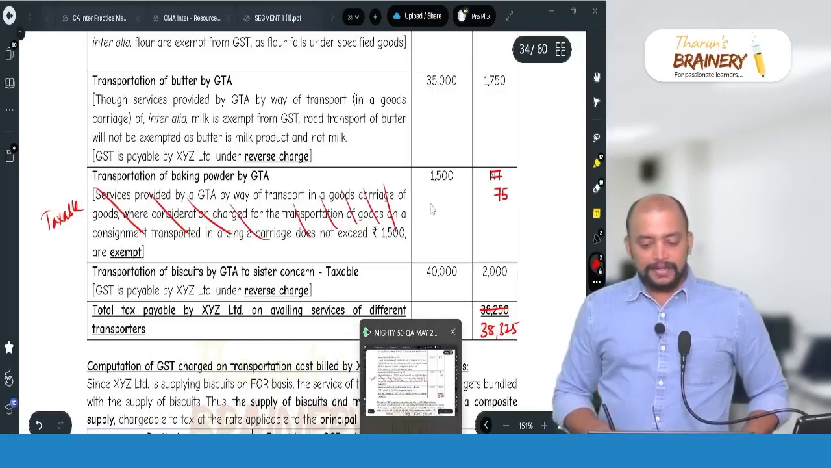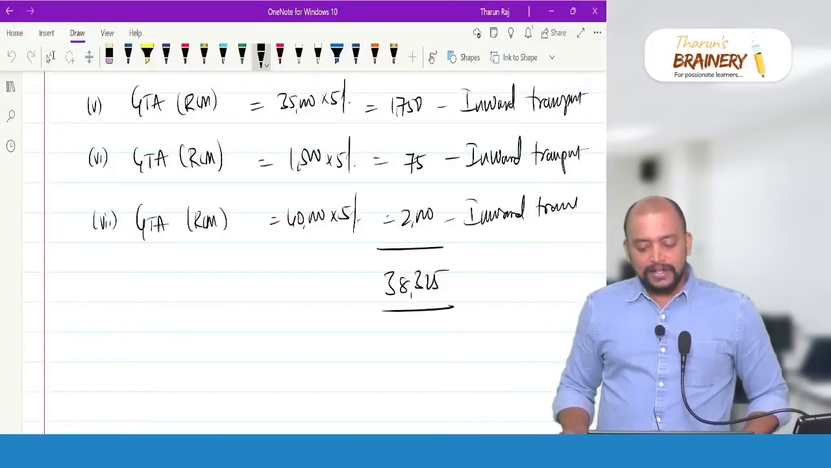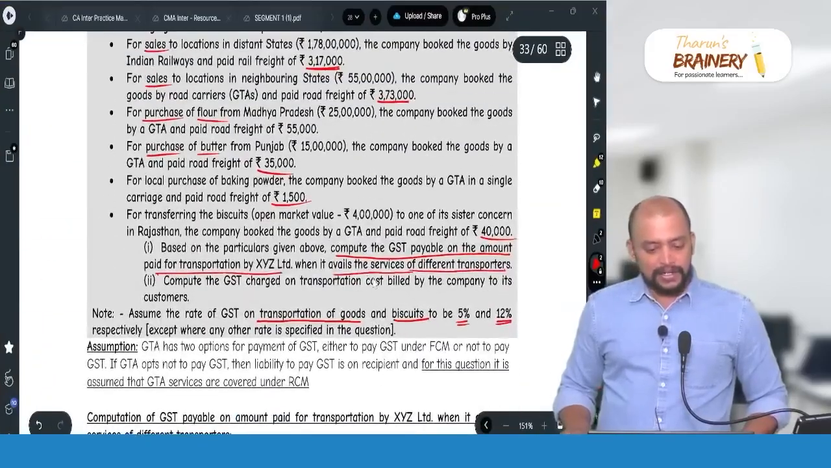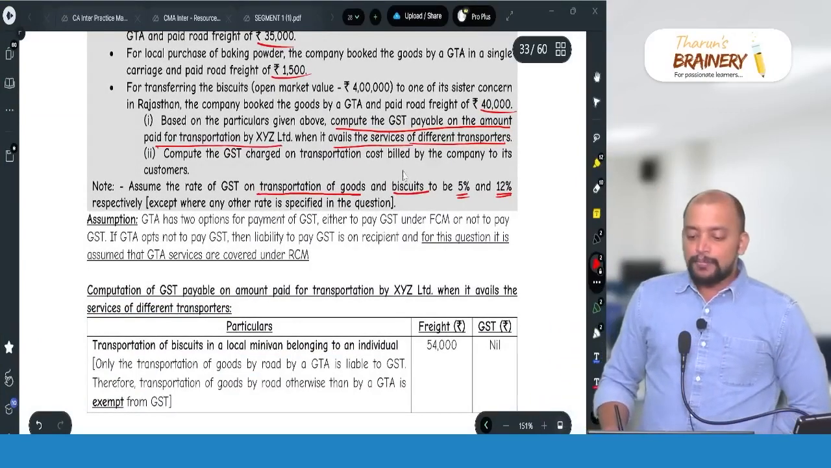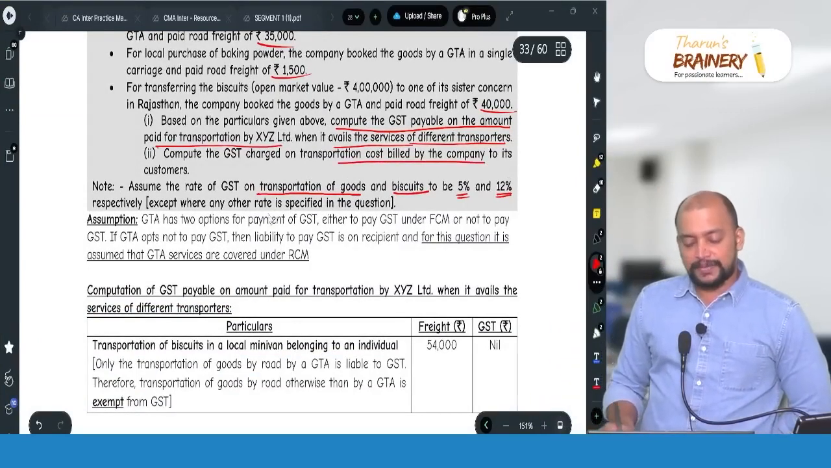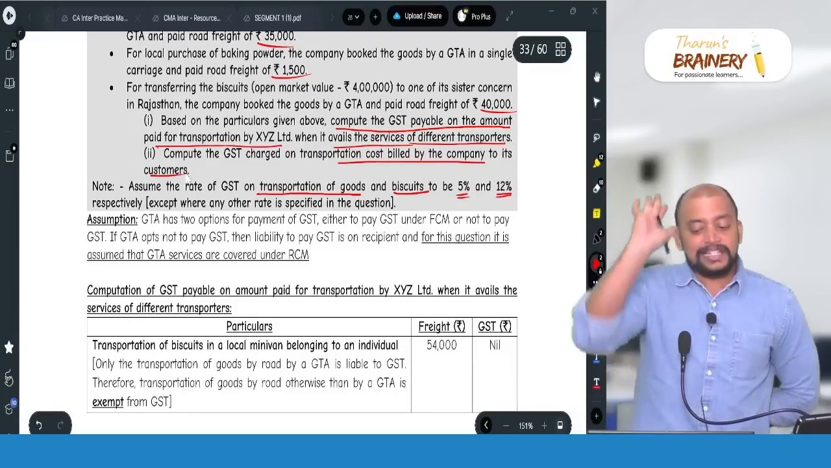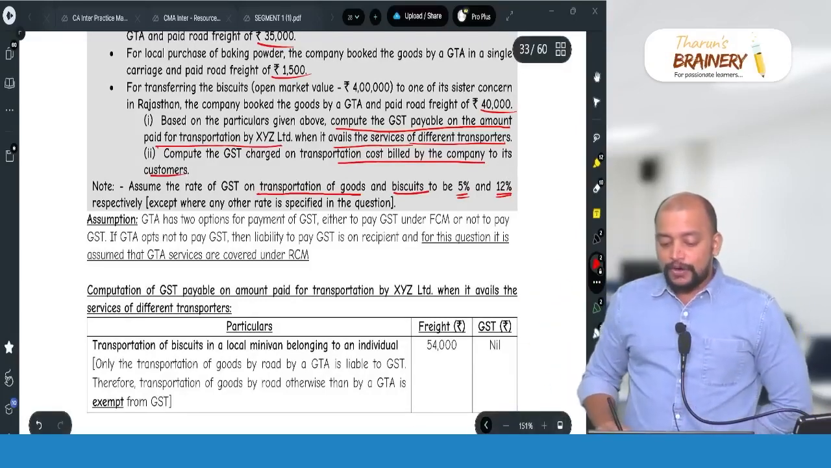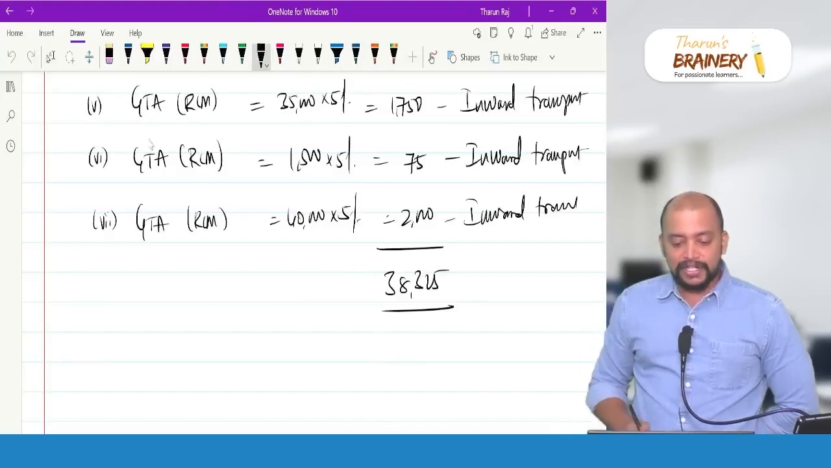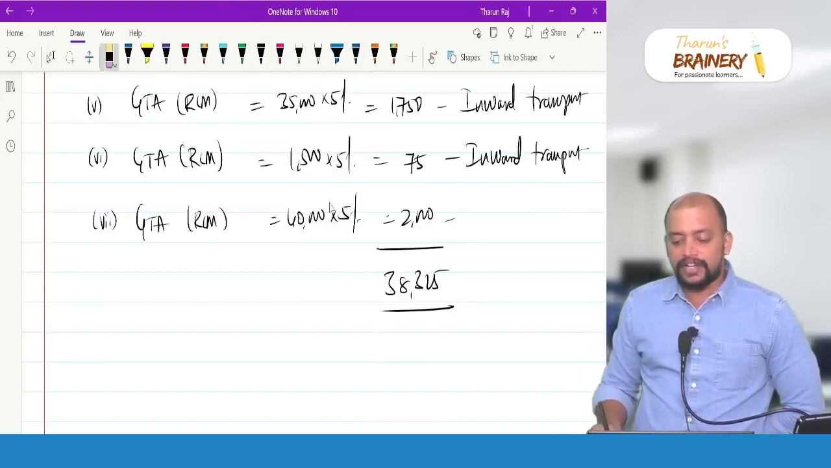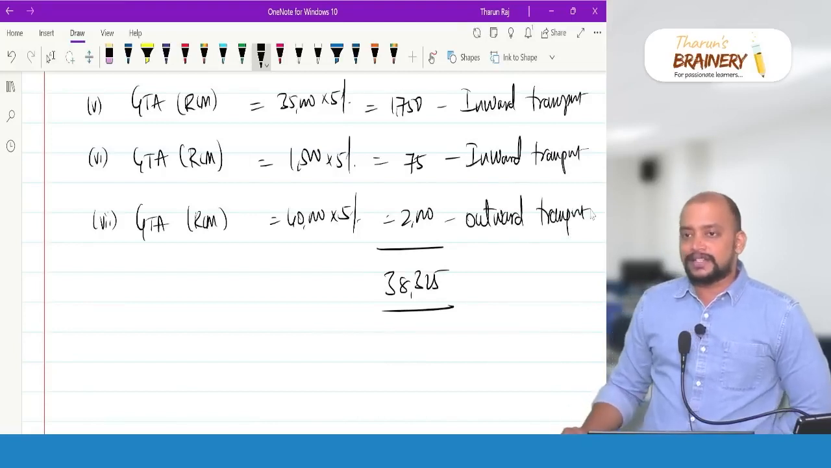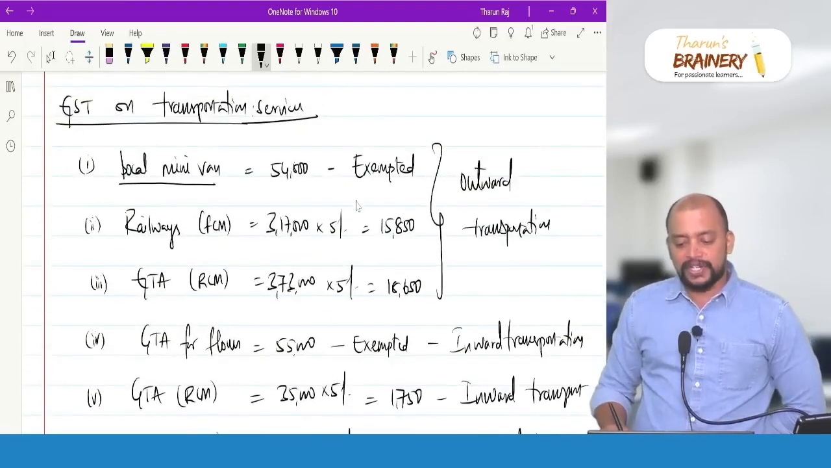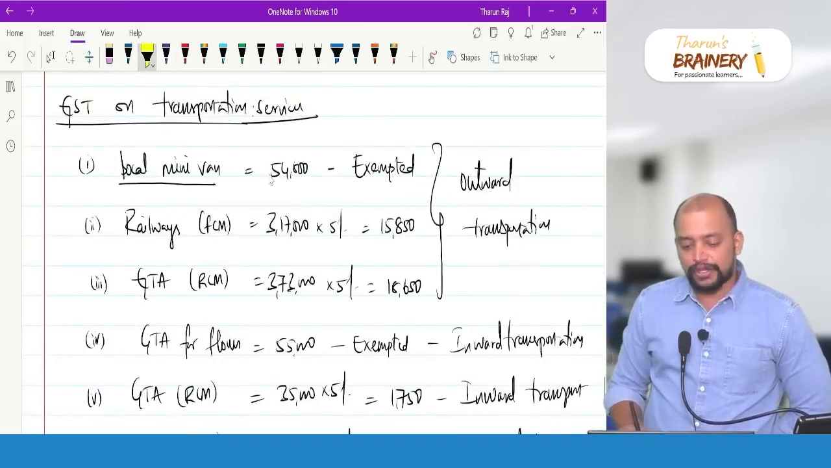Next. Second part of the question you see. What is the second part in this question? Compute the GST charge on transportation cost billed by the company to its customers. Now, only GST on transportation cost. So, with respect to outward transportation, last one is not for inward transportation. Last one is outward transportation. Why outward transportation? Two sister concern.